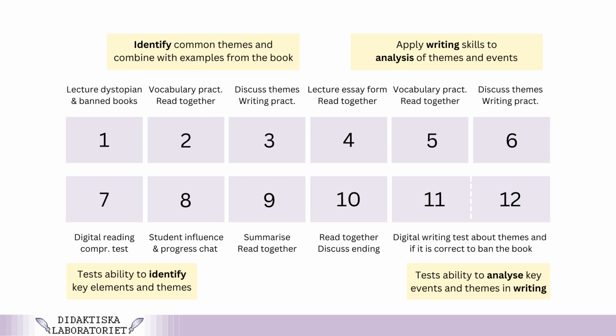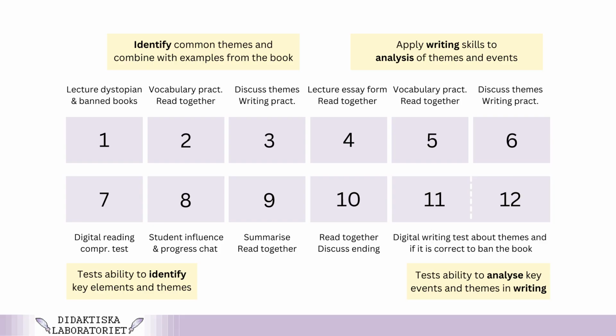Then as we carry on with vocabulary practice, with reading and writing and so on, we focused on the writing skills, which I lectured about during lesson number 4. So in this case, it was about applying the writing skills that they've learned, that I taught them, and using them to analyze these themes. Eventually, lesson number 7 was a digital reading comprehension test, where I specifically wanted to see if the students were able to identify those sort of key elements and themes using a part of the book.